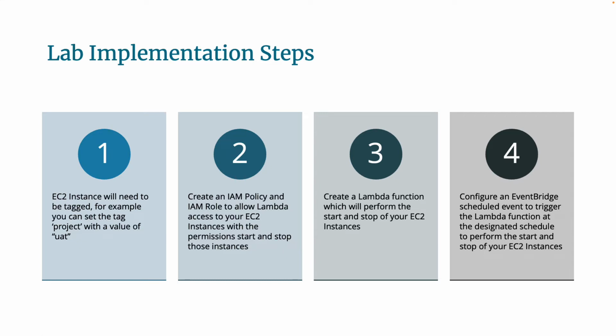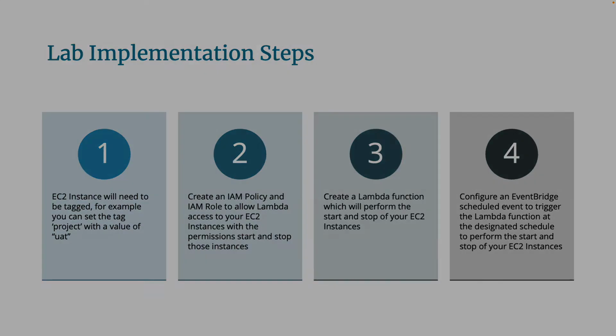Lambda to access your EC2 instances with the necessary permissions to start and stop those EC2 instances. In step 3, we'll create a Lambda function which will be configured with a piece of code that will allow you to start and stop your EC2 instances. And in step 4, we will configure an EventBridge scheduled event to trigger the Lambda function at the designated schedule to perform the start and stop of your EC2 instances. Right, let's jump on into the lab and see how this all works.